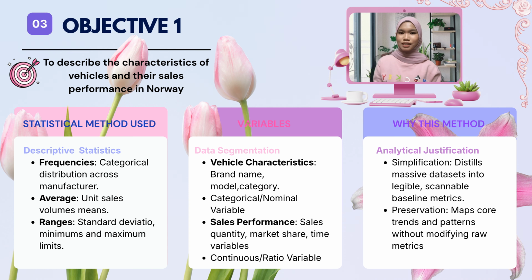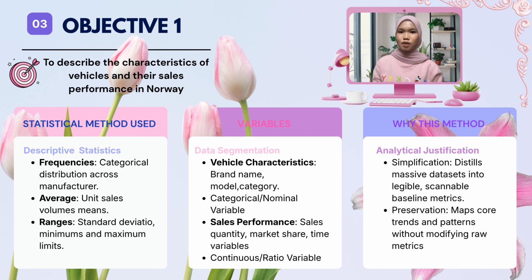I will be presenting our research findings regarding the Norwegian automotive market. Let's start with Objective 1, which is to describe the characteristics of vehicles and evaluate their overall sales performance in Norway. To get a clear picture, we choose descriptive statistics as our primary method. This involves looking at key figures like frequency distributions, means, standard deviations, minimums, and maximum values.